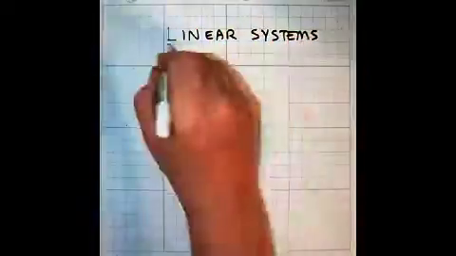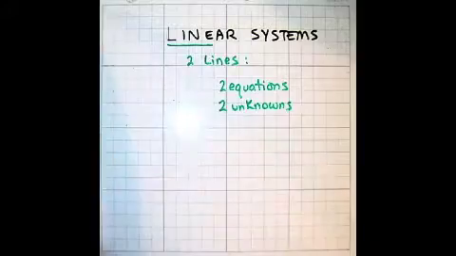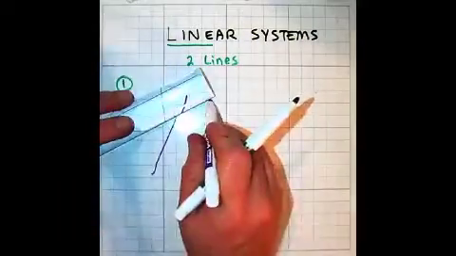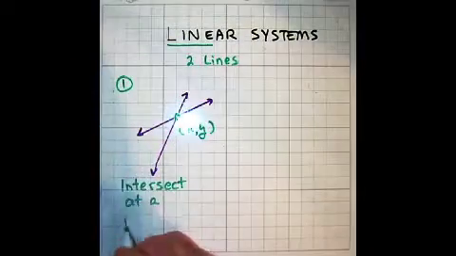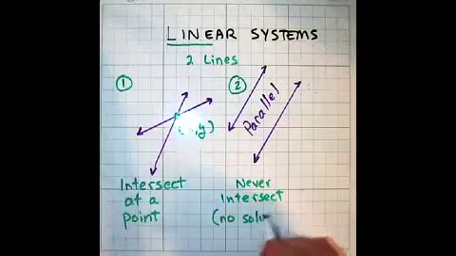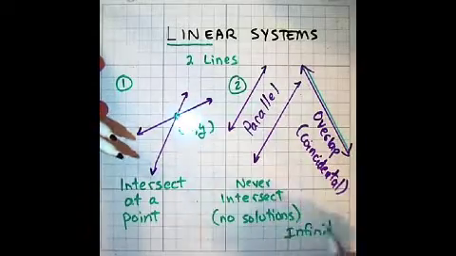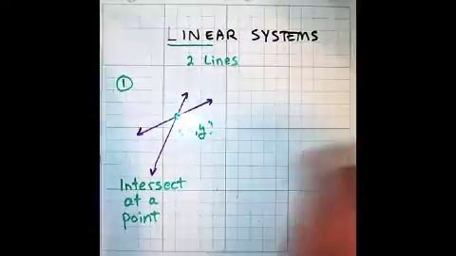More on linear systems. Again, this is with the emphasis on lines. There's two equations and two unknowns, which makes a linear system. You could have two lines that intersect at a point, in which case you'd have one solution. Or maybe the lines are parallel and they never intersect, so there's no solutions. Or it's also possible that they could be coincidental. That is, there's infinite solutions where they overlap.